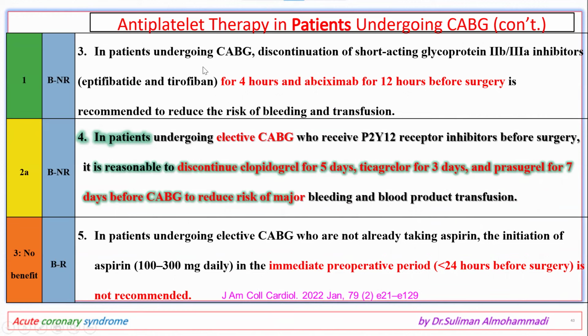In patients who are undergoing CABG, discontinuation of short-acting glycoprotein 2B3A inhibitor, eptifibatide or tirofiban, for 4 hours and for 12 hours before surgery is recommended to reduce bleeding. Also, the P2Y12 receptor inhibitor should be stopped a reasonable time before the CABG. This includes clopidogrel 5 days, ticagrelor 3 days, and prasugrel 7 days before CABG. But in patients who are undergoing elective CABG who are already taking aspirin, continuing aspirin is recommended in the preoperative period for surgery. The initiation of aspirin in elective CABG patients who are not given aspirin is not recommended.